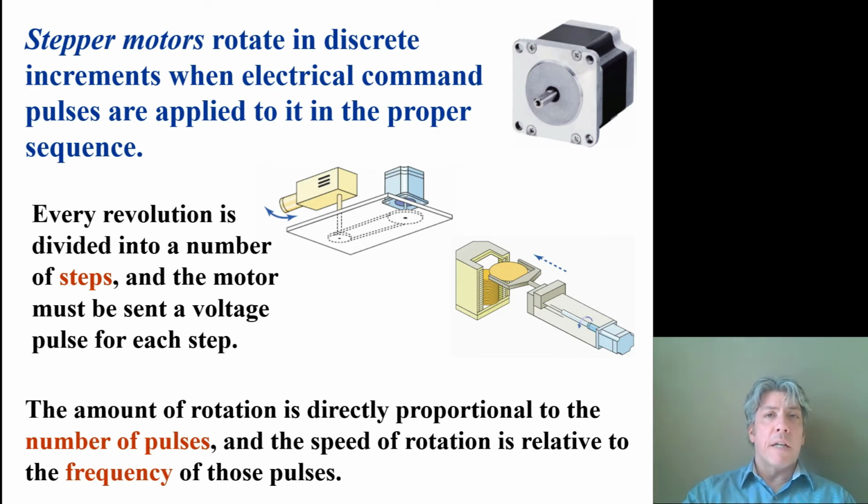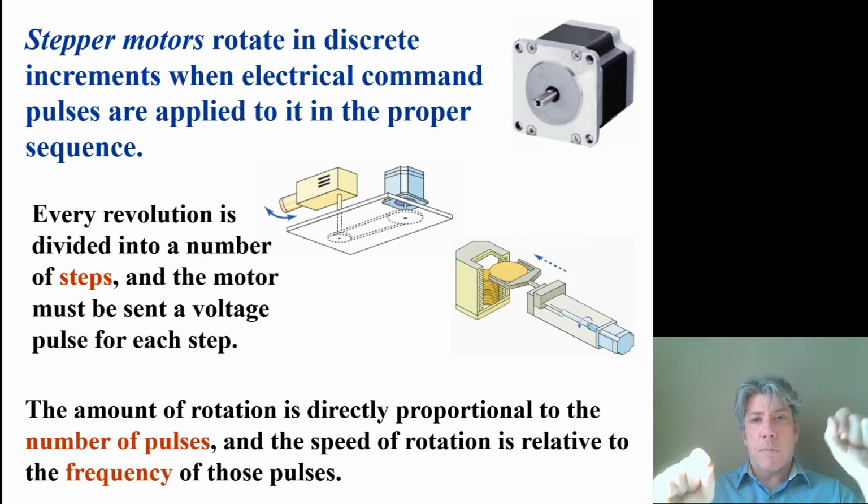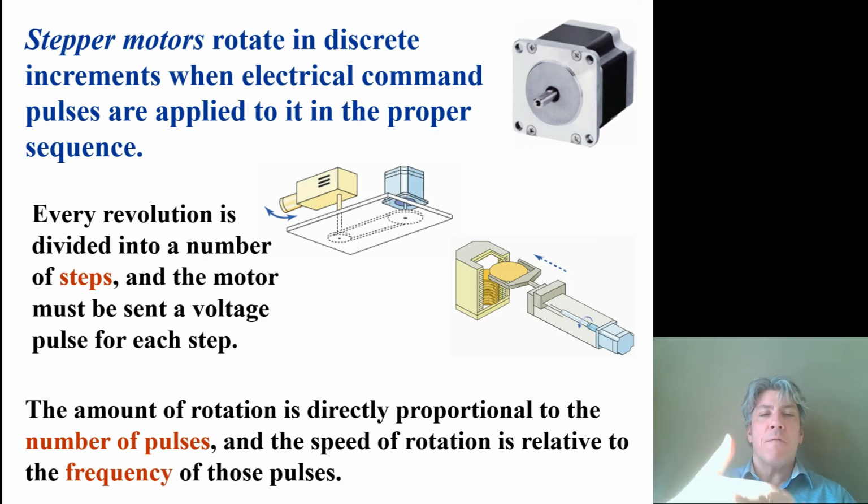One is the relatively high holding torque. Another is the fact that if you've sent a command to step, step, step, step, step, you know where the stepper motor is. You don't need feedback from it, because as long as the torque in the system doesn't overcome the torque available from the motor, then the motor will do the steps and it'll be in the position you commanded it to be in.